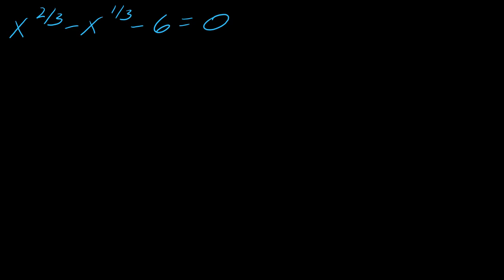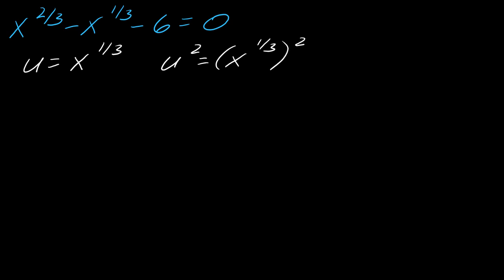So first things first, you want to set your u equal to the variable with the lower exponent. So go ahead and do that first and then hit play when you're ready. So in this case, my u is going to equal x to the 1/3. Now, you want to square your u, so square this thing to see what you get. So if I take u squared, that's going to be x to the 1/3, and I square that. So if I just multiply 2 times 1/3, that is indeed x to the 2/3.